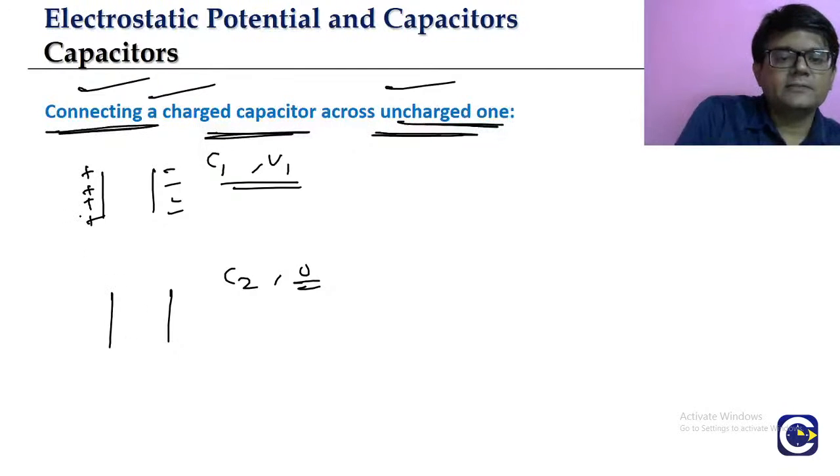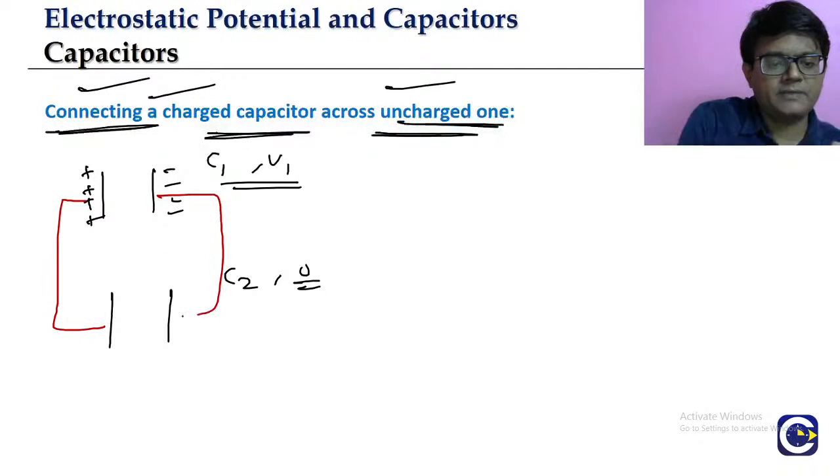Now look at it. We are connecting the charged capacitor across the uncharged one. Charged capacitor, we are connecting across the uncharged. If we connect like that, what is going to happen? Look, from the positive plate of capacitor 1, the positive charge will come to this side.